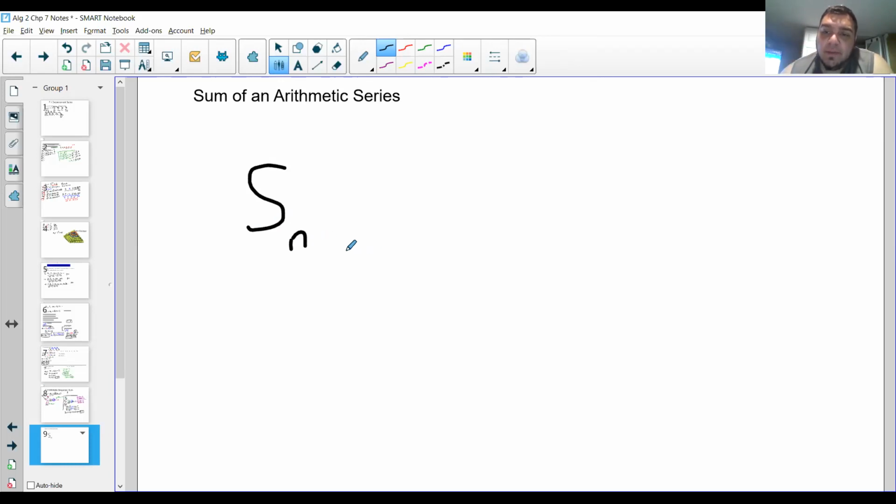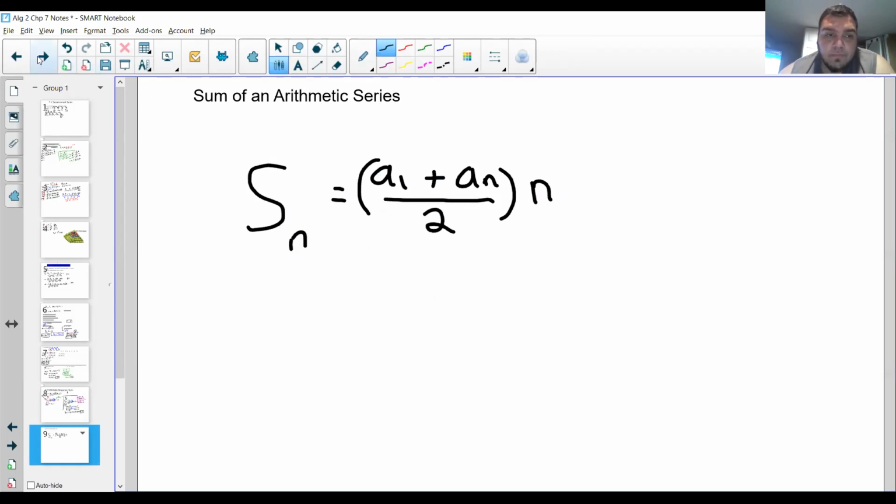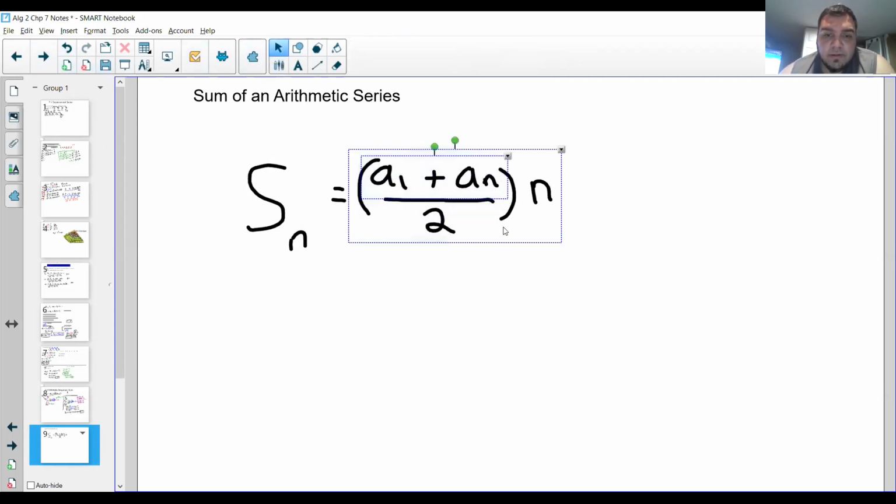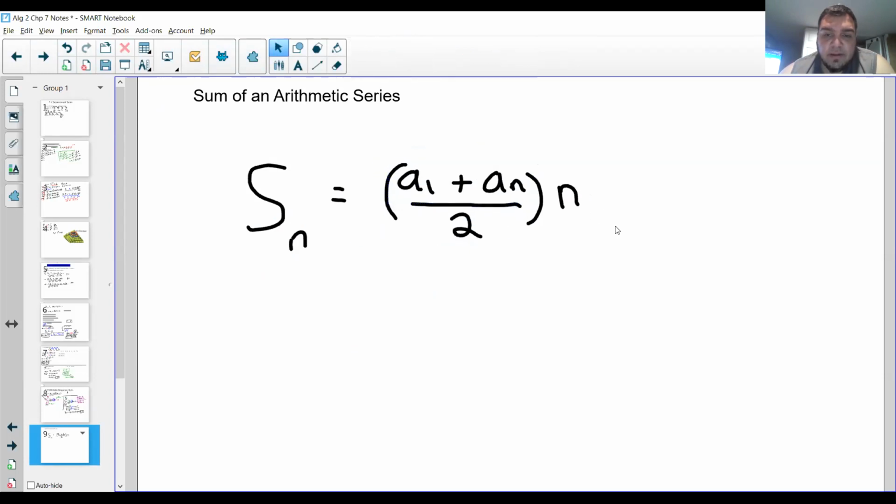So S sub N, a little N on the bottom, is going to equal A1 plus AN divided by 2, all multiplied by N. And in actuality, you could move that little N in front. I guess you could put the N in front. Doesn't really matter. I'll put the N in front. That's more proper. So N times A1 plus AN over 2.